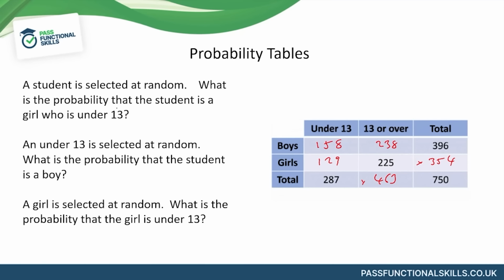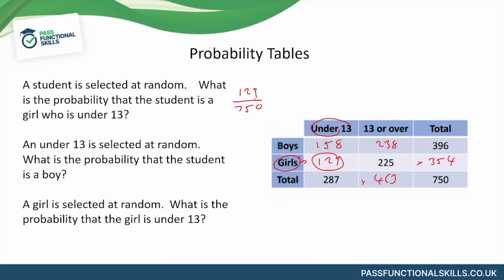Right, so what's the probability? A student is selected at random, so we're choosing from all of the students. So out of 750, what's the probability that the student is a girl who is under 13? Well, the number of girls under 13, that is 129. So the probability is 129 over 750.